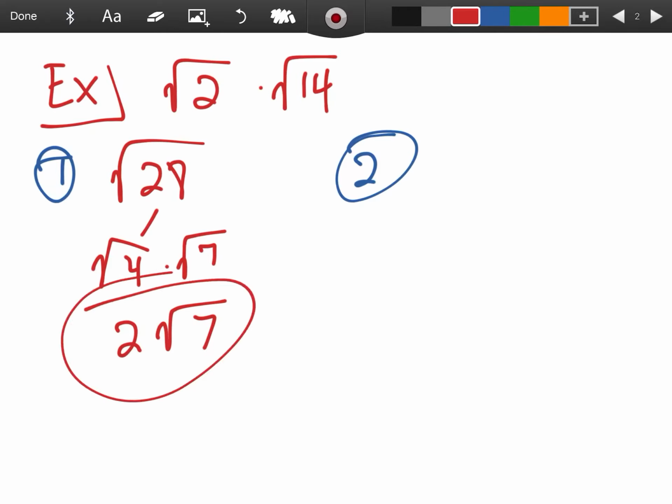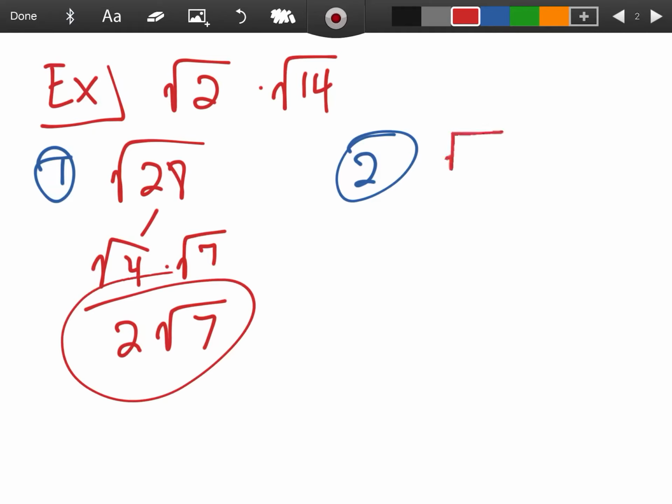When we have smaller numbers, this is a great option. It's pretty easy to run through when you can first take a look at square root of 2 times square root of 14 and realize, well, we can't simplify either of those on their own. Let's try and multiply them together and see if we can go from there.